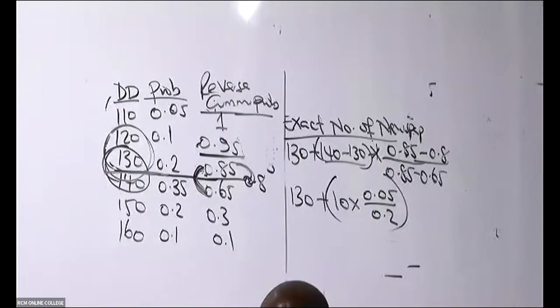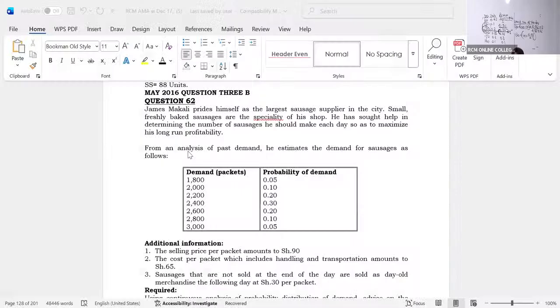Because discrete means we don't allow decimal places. So, May 2016, question number 3B. Have we gotten the question itself? May 2016, question number 3B. Have we gotten the question? Now, the student who asked about the marginal analysis, how we got that probability of success, will be able to understand when I do this question. Have you gotten it? Great.